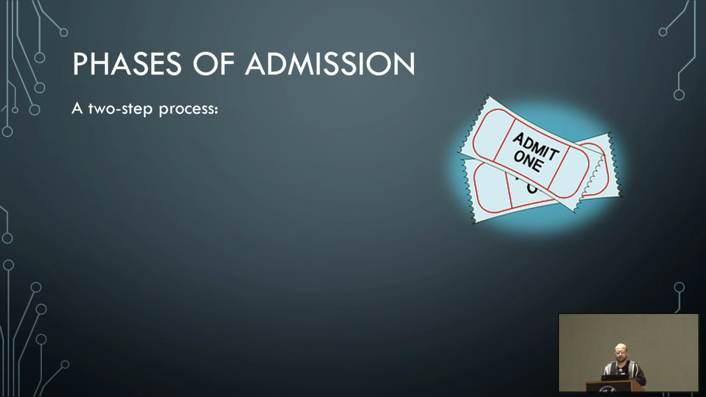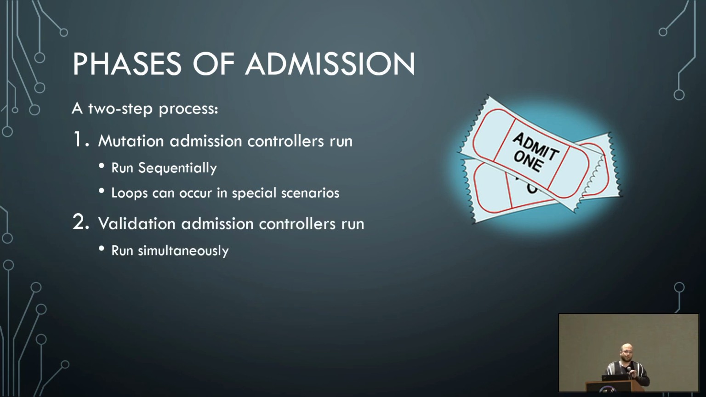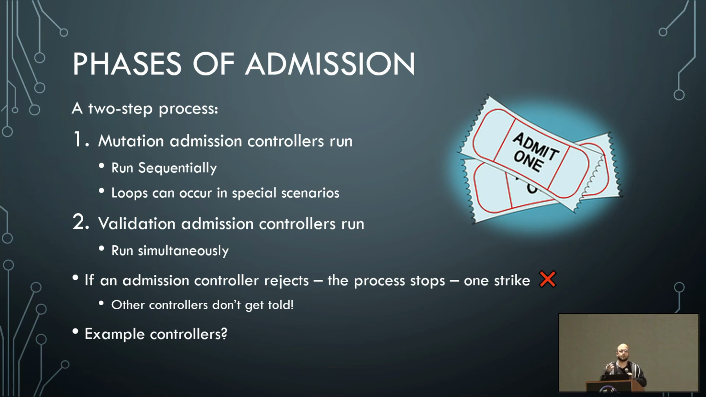It's a two-step process. In the first phase, our mutation admission controllers run sequentially. Loops can occur in special scenarios, and we'll talk about those later. In the second phase, all of our validation admission controllers run simultaneously. It's important to note, if any admission controller at any point in the process rejects it, you're done. It's one strike and you're out. Other controllers don't actually get told about that failure. So if you are using admission controllers or you're writing your own, it's important to know, even if you accept it, others might not.